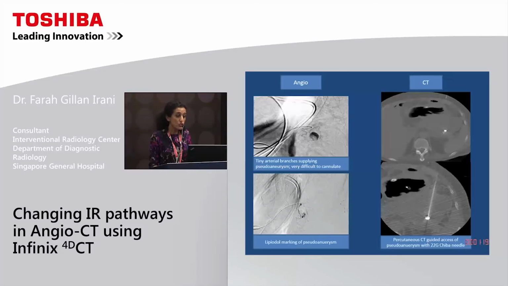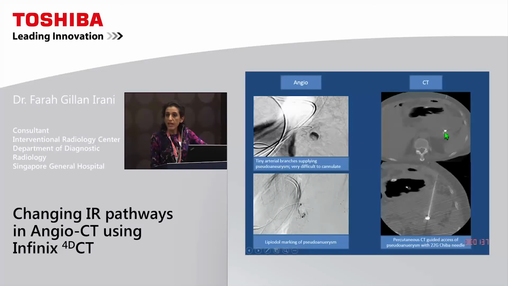If we had to treat this, there's no point giving glue, because it's all going to efflux out into your main splenic artery. Can we use coils? We can't, because then we're going to lose the main splenic artery. So what we did was we actually injected Lipiodol to mark the aneurysm. So the Lipiodol went and sat in the aneurysm, and this is what you can see on the CT.